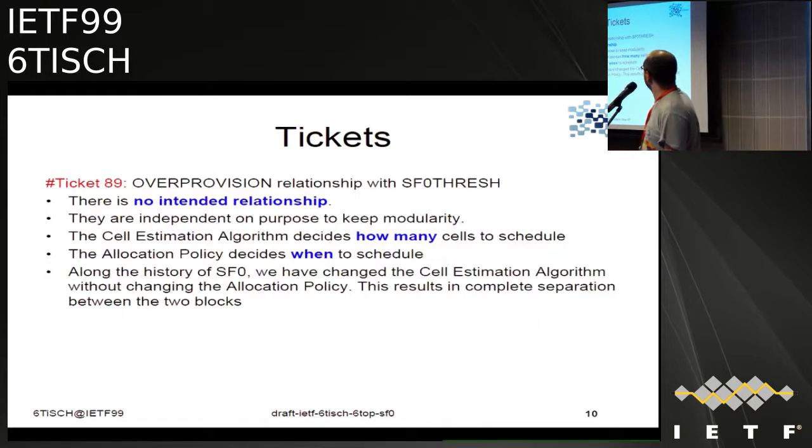And yes, then there are two values here, in fact, not thresholds: the overprovision and the SF0 threshold, and there's no relationship whatsoever between them. We try to keep both the cell estimation algorithm and the allocation policy independent from each other. We don't define any relationship between them. There's the overprovision, and there will be a threshold that decides when we are going to change or add more cells. The allocation policy defines how many, and the other one decides when to make the change.